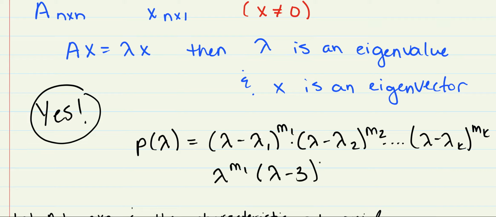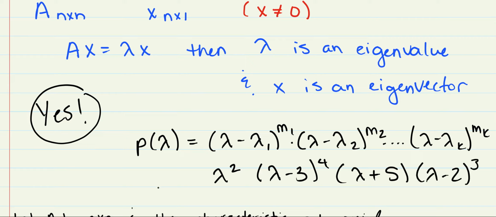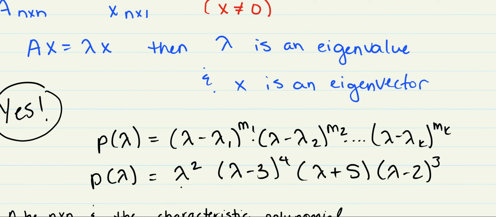lambda minus 3. Let's actually put some numbers in here. So lambda squared, (lambda minus 3) to the 4th, (lambda plus 5), and let's say (lambda minus 2) cubed. If this was your characteristic polynomial, your eigenvalues are 0, 3, negative 5, and 2. And 0 would have an algebraic multiplicity of 2, 3 would have an algebraic multiplicity of 4, negative 5 has an algebraic multiplicity of 1, and 2 has an algebraic multiplicity of 3. So it is possible.